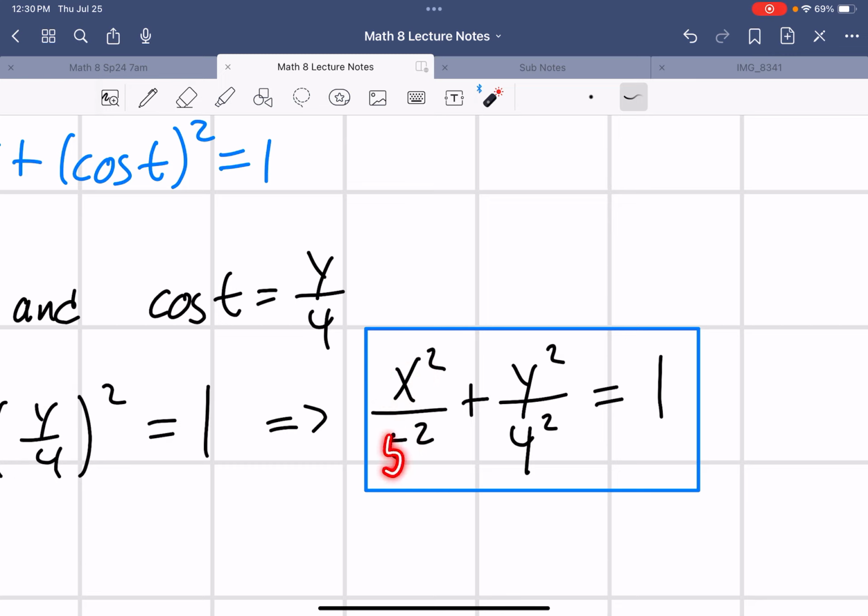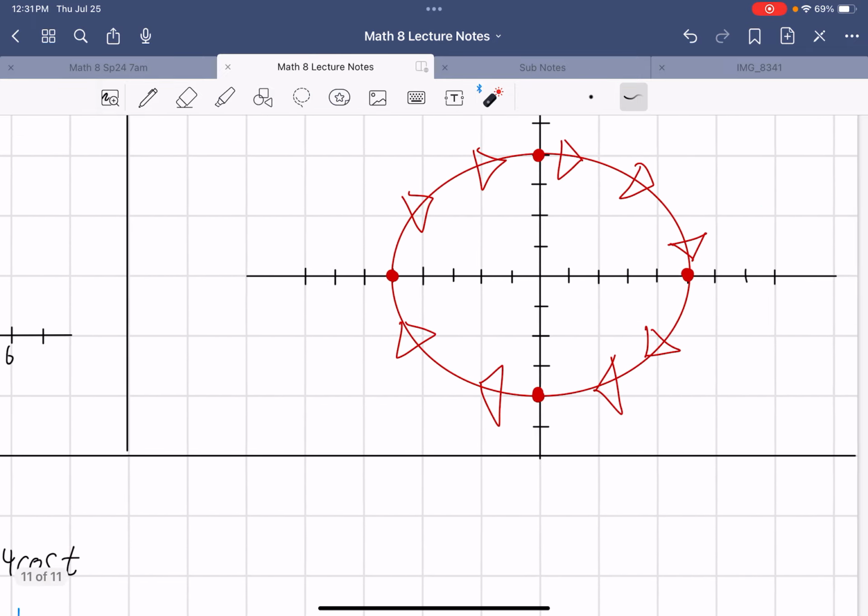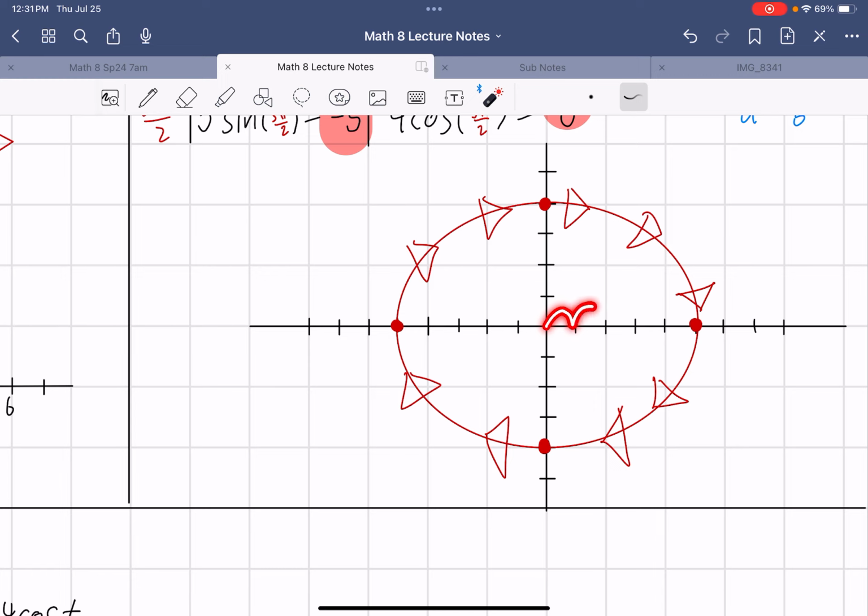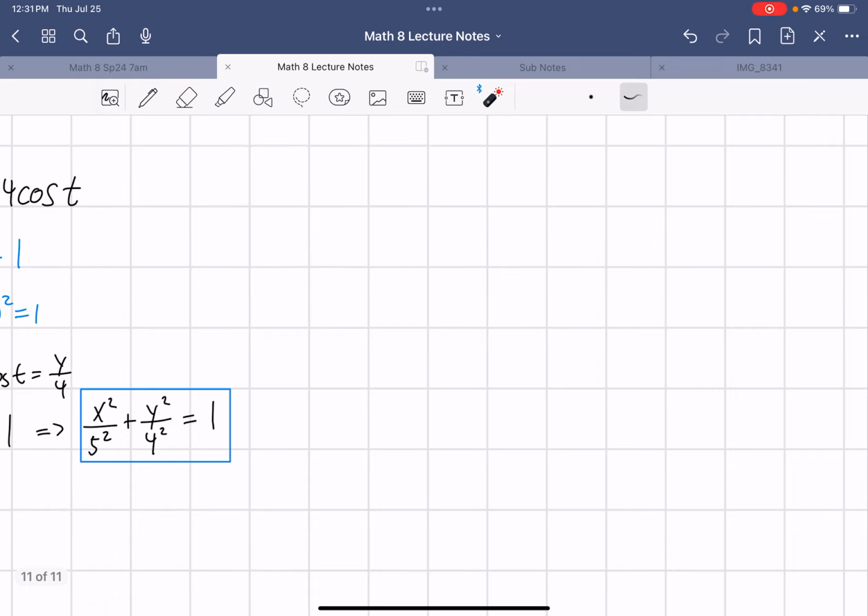And if you notice, this is 5 and 4. The 5 is under the x. The 4 is under the y. And we can use that because in the x direction, we go 1, 2, 3, 4, 5 left, 5 right. Up 4, down 4 on the y. And that's exactly what this is telling us.